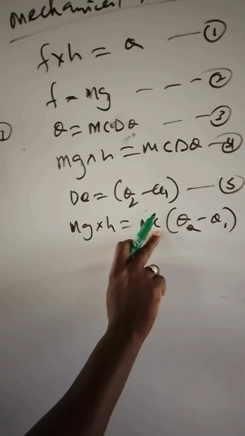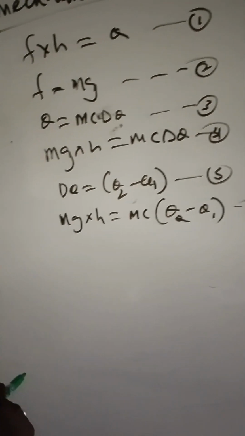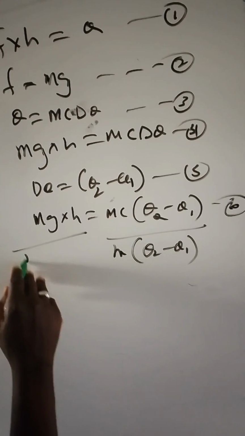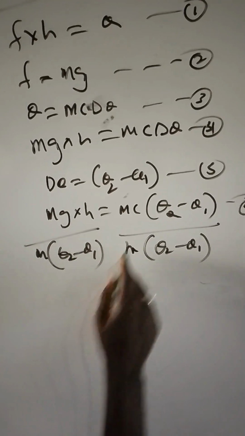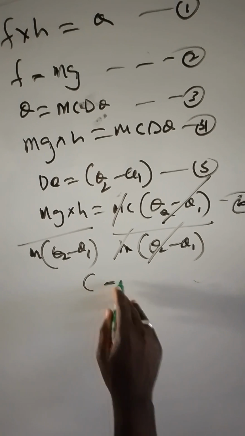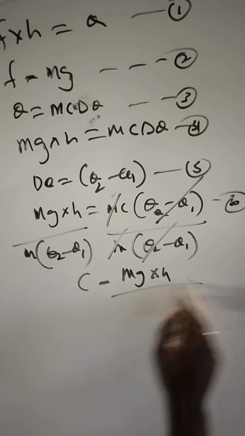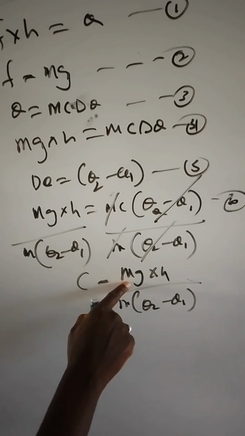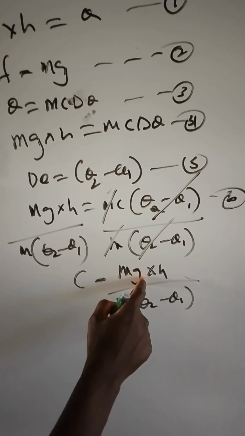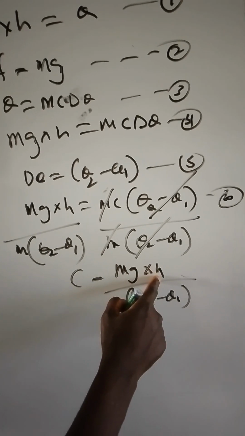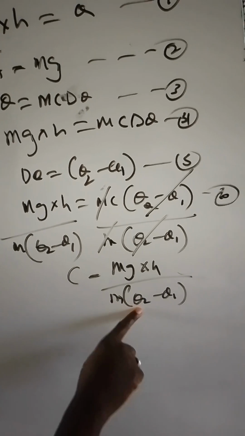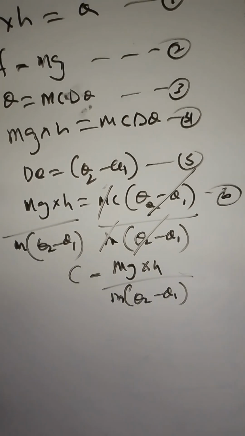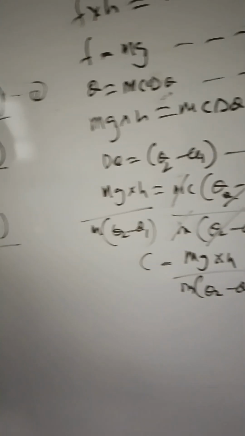If you are asked to make C the subject of the formula, we call it equation 6. Divide both sides by m (T2 − T1). M cancels M, and (T2 − T1) cancels. C is equal to mgH over m (θ2 − θ1), as the case may be. M is the mass in kilograms or grams, g is the acceleration due to gravity in meters per second squared, H is the height in meters, T2 is the final temperature in Celsius, and T1 is the initial temperature.